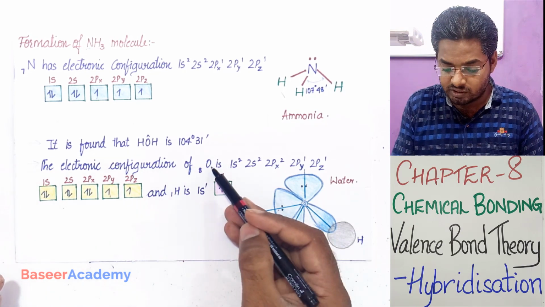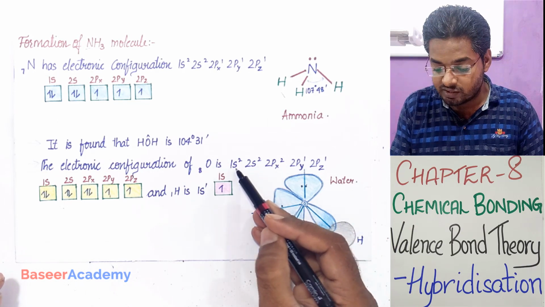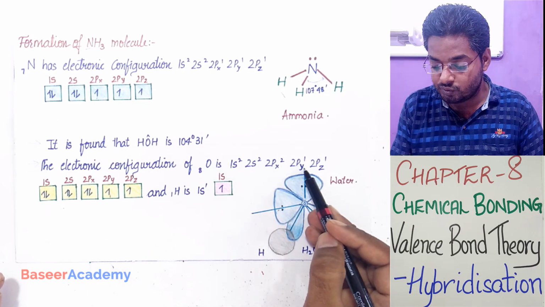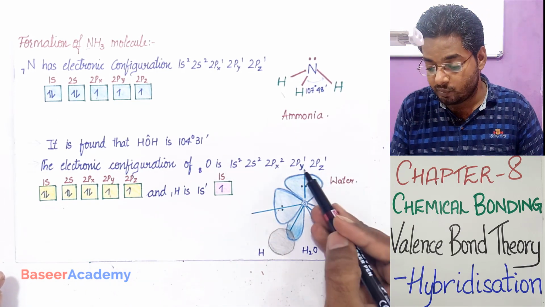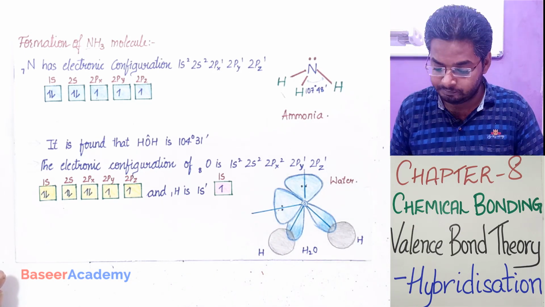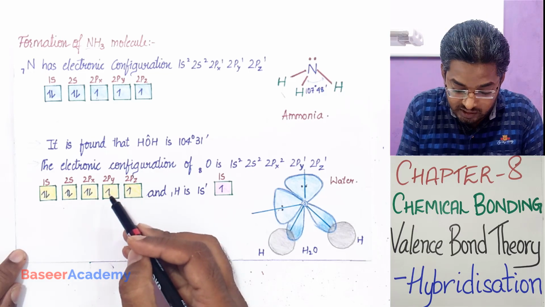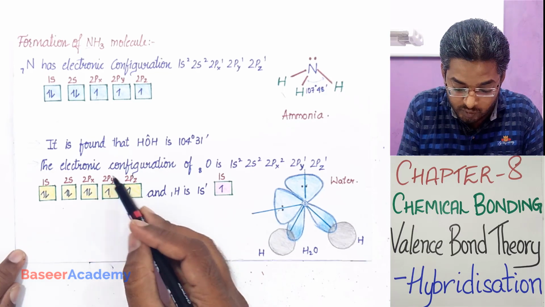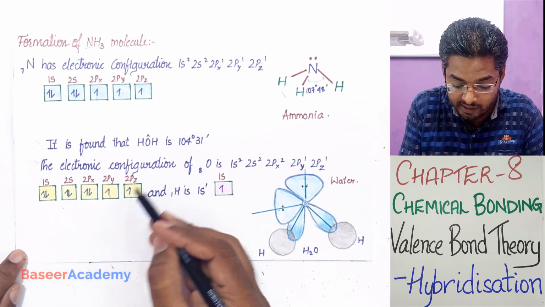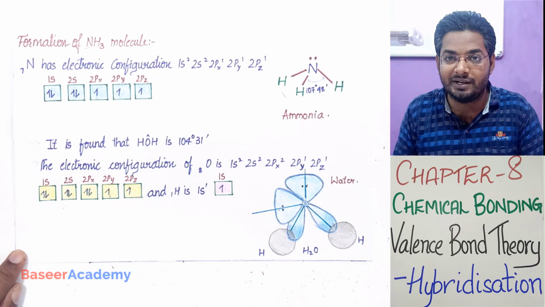The atomic number of oxygen is 8 and the electronic configuration is 1s2, 2s2, 2px2, 2py1, 2pz1. From the electronic configuration of oxygen, we can see that oxygen has 1 unpaired electron in the 2py orbital and 1 unpaired electron in the 2pz orbital.